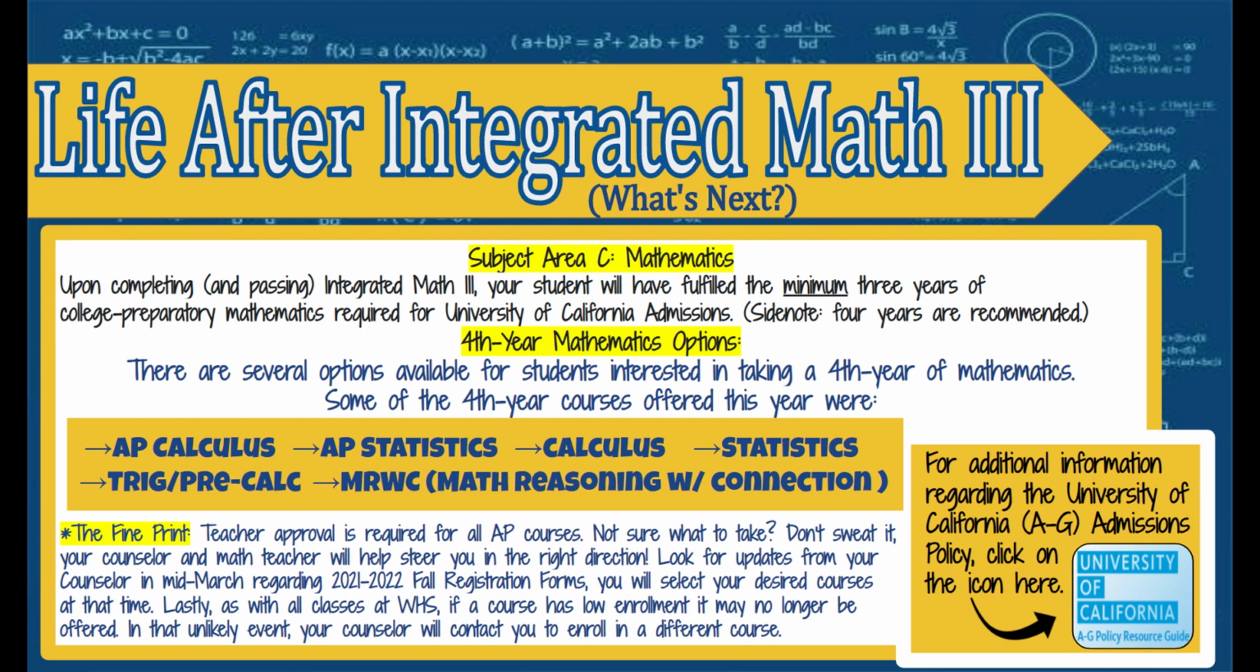If your student doesn't know, or if you don't know what the best course for them is, don't worry about it. They're going to make that decision with their counselor, and their current math teacher will make sure that there's a good fit for them. There will be registration forms coming out in about mid-March, so look for those, and that's when you will make that decision. If you have any questions, you can go to this link down in the bottom right, and it'll answer some more of those questions you may have regarding the A through G policy.